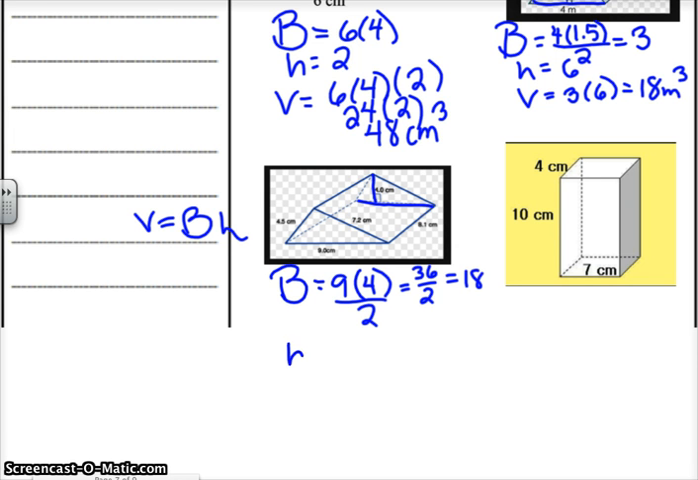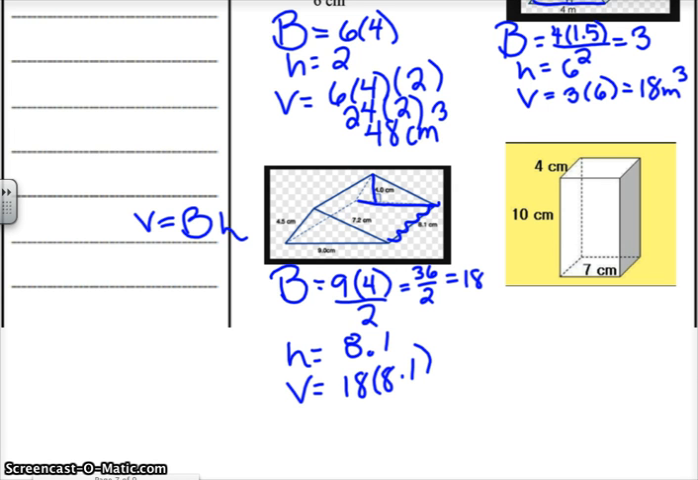The height of my prism connects the two bases, so it's right here. And I think that says 8.1. Yeah. So my volume is going to equal 18 times 8.1.